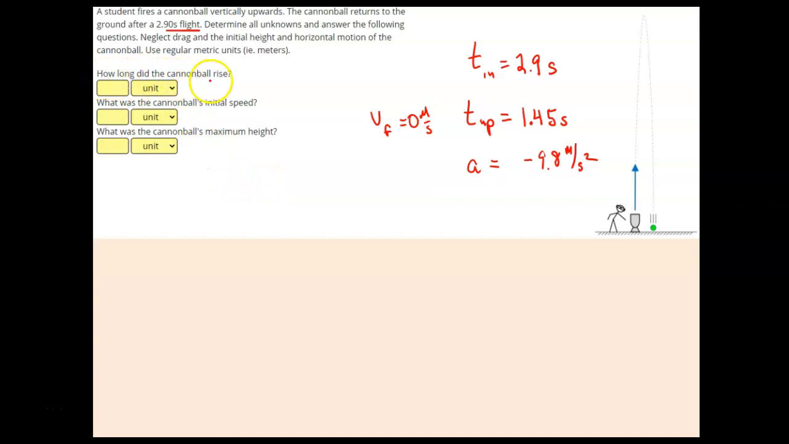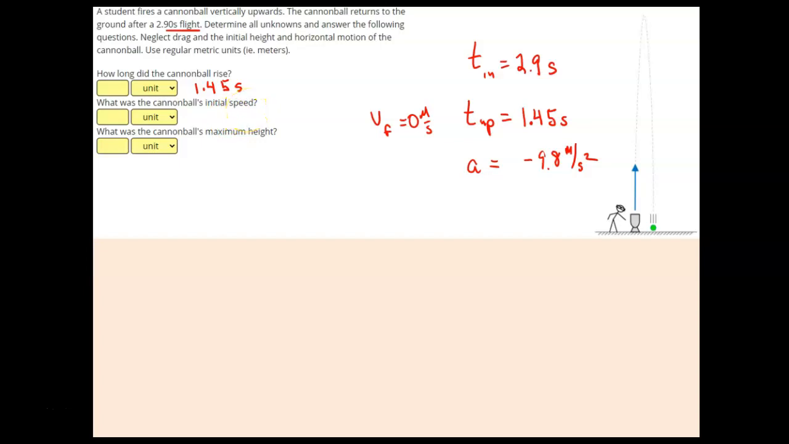Let's start with this one. How long did the cannonball rise? Well, we already got that. Half of the total time in the air is the time going up. So how long did the cannonball rise? 1.45 seconds.